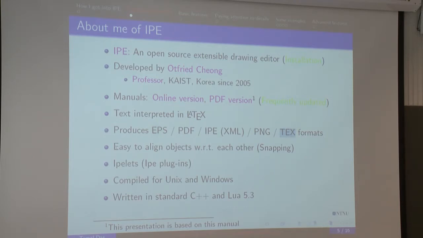It's very easy to align. The next really nice feature about IPE is snapping, which I will be demonstrating later in this presentation. And that makes it very nice to align objects next to each other. Then there are some advanced features called IPElets, which give you some added functionality.